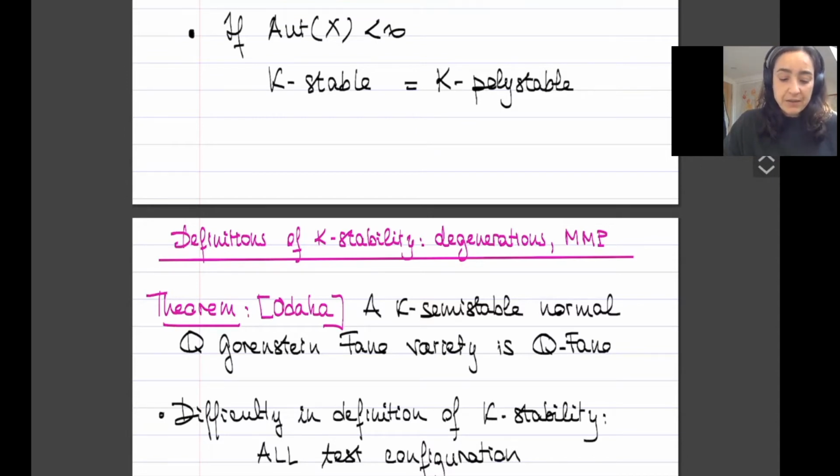As I said, the difficulty in the definition of K-stability is that you have to look at all degenerations, all test configurations. And if you've ever looked at degenerations of Fano threefolds, you know that one of the issues is that you can bubble up in the central fiber. So in particular, your central fiber has no reason to be irreducible.